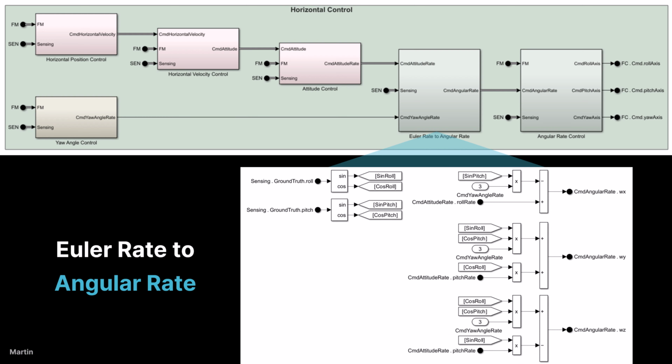The Euler rate to angular rate conversion is an important concept in 3D rotational kinematics. Euler angles describe orientation. However, their time derivatives, often called Euler rates, do not directly represent angular velocity in the body frame. To obtain the true angular velocity vector in the body frame, we need to convert Euler rates using a transformation matrix that depends on the current Euler angles.